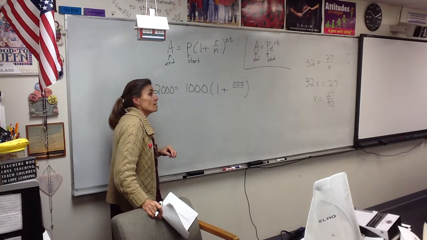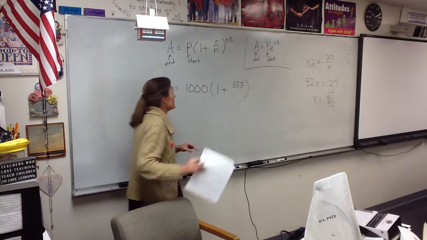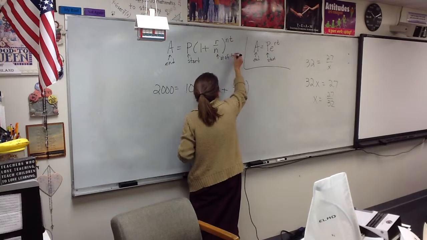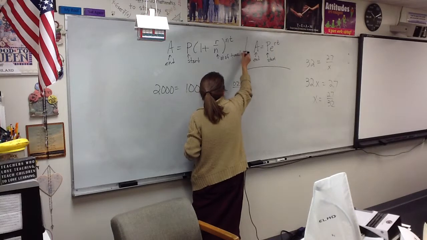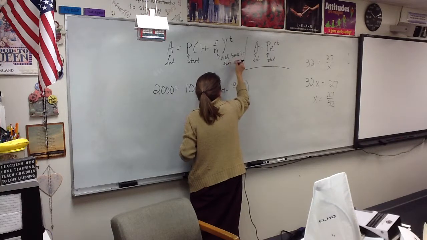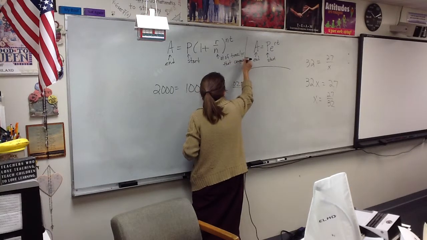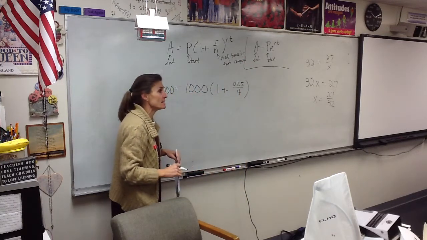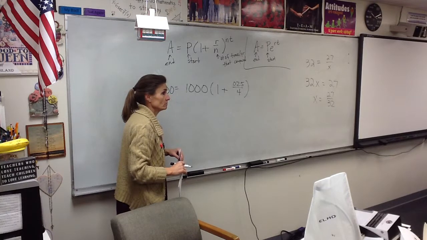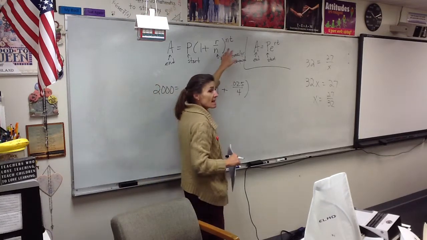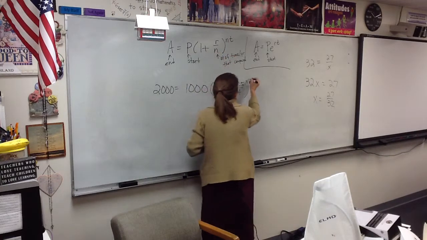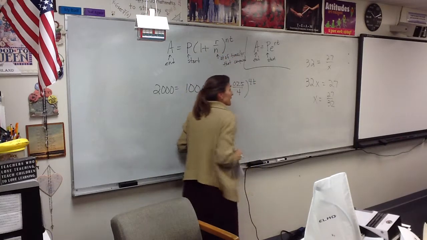Now, the N is the number of times per year that you compound. Quarterly, that would be 4 times. So for this problem, N is 4. Notice that that N happens twice in the formula. It also shows up as an exponent.